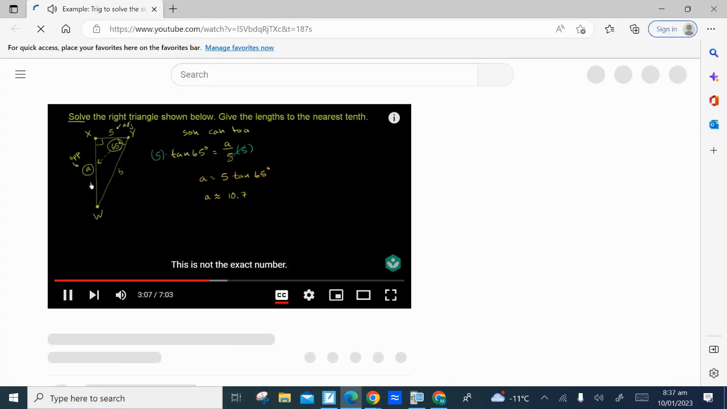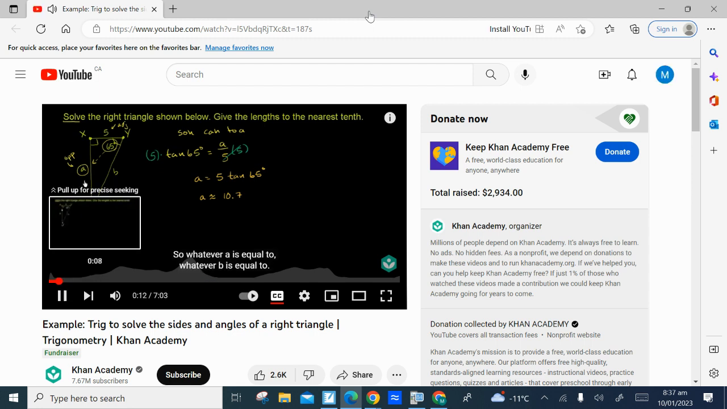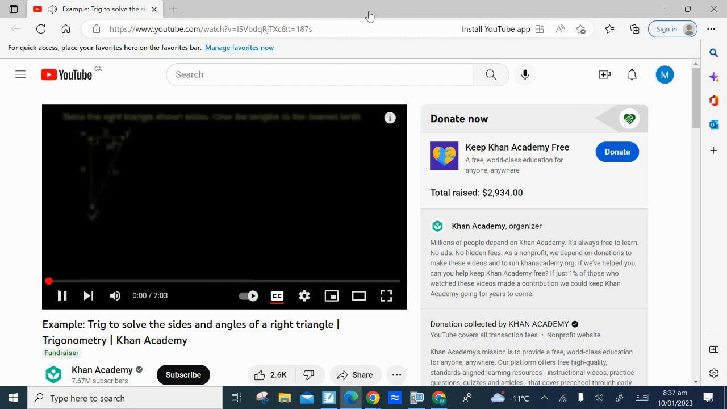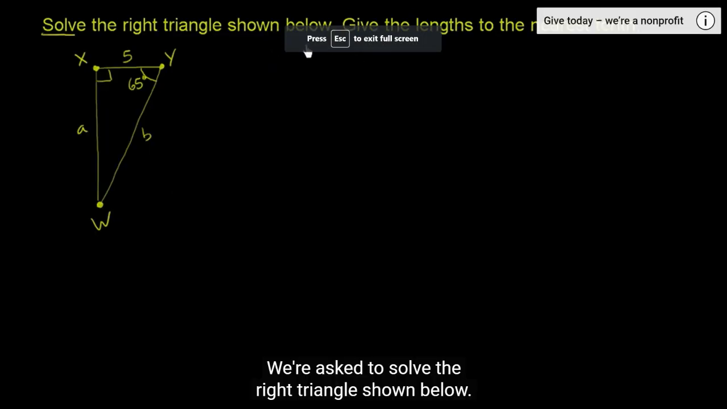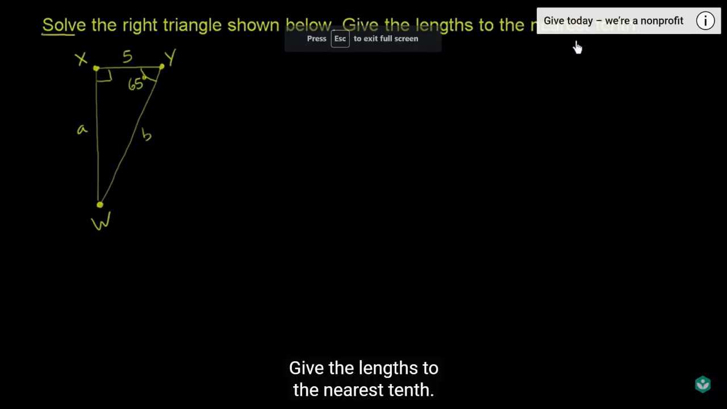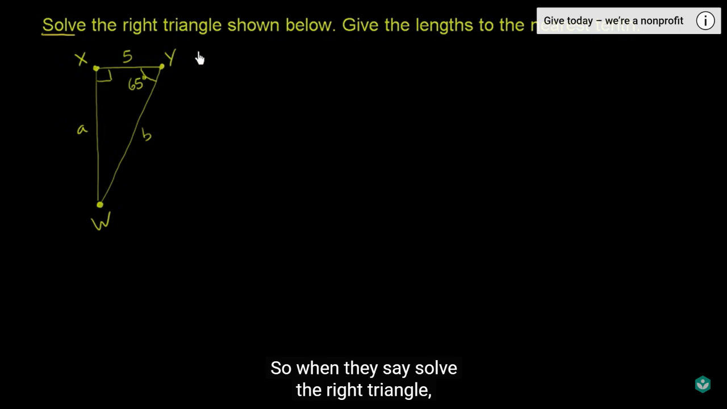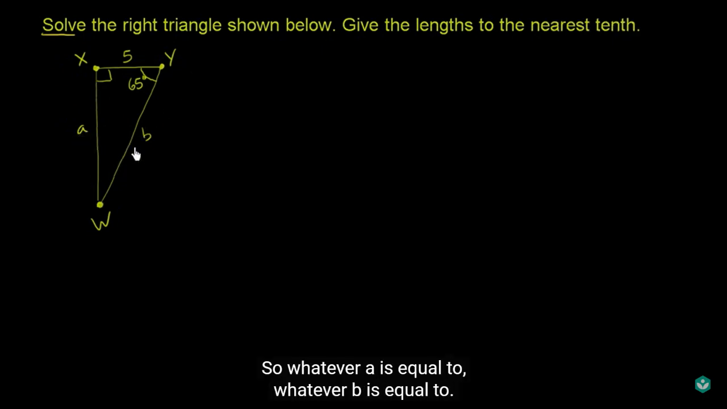We're asked to solve the right triangle shown below. Give the lengths to the nearest tenth. So when they say solve the right triangle, we can assume that they're saying, hey, figure out the lengths of all the sides. So whatever A is equal to, whatever B is equal to. And also, what are all the angles of the right triangle? They've given two of them. We might have to figure out this third right over here.